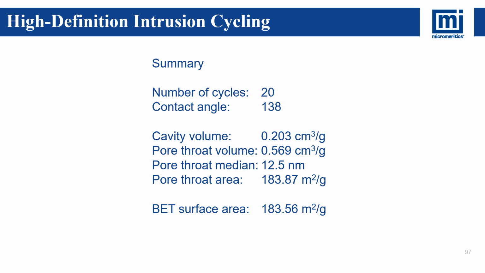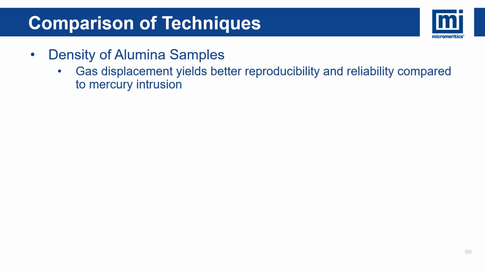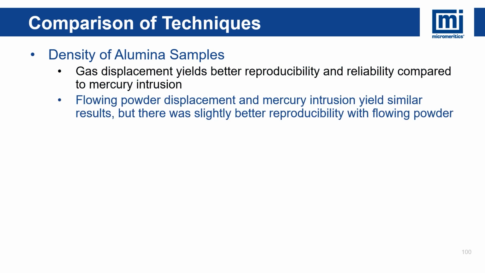Okay, let's do a comparison of results from the different techniques. We'll start with those that gave us density for the alumina samples. We saw that the gas displacement yielded better reproducibility and reliability compared to that from mercury intrusion for skeletal density. The flowing powder displacement and mercury intrusion yielded similar results for bulk and envelope density, but there was slightly better reproducibility with the flowing powder displacement.